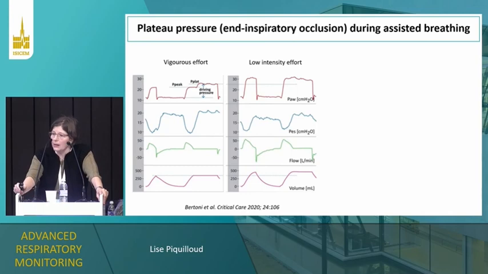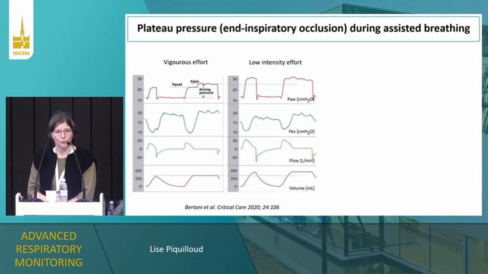This is the third thing I would like to discuss with you. There is something else you can do with your ventilator. You can do the end expiratory occlusion to measure PO1 and occlusion pressure. And you can do, during assisted breathing, an end inspiratory occlusion. And what do you measure usually during controlled ventilation by doing plateau pressure? You measure what you have in the alveoli, the pressure you have in the alveoli.